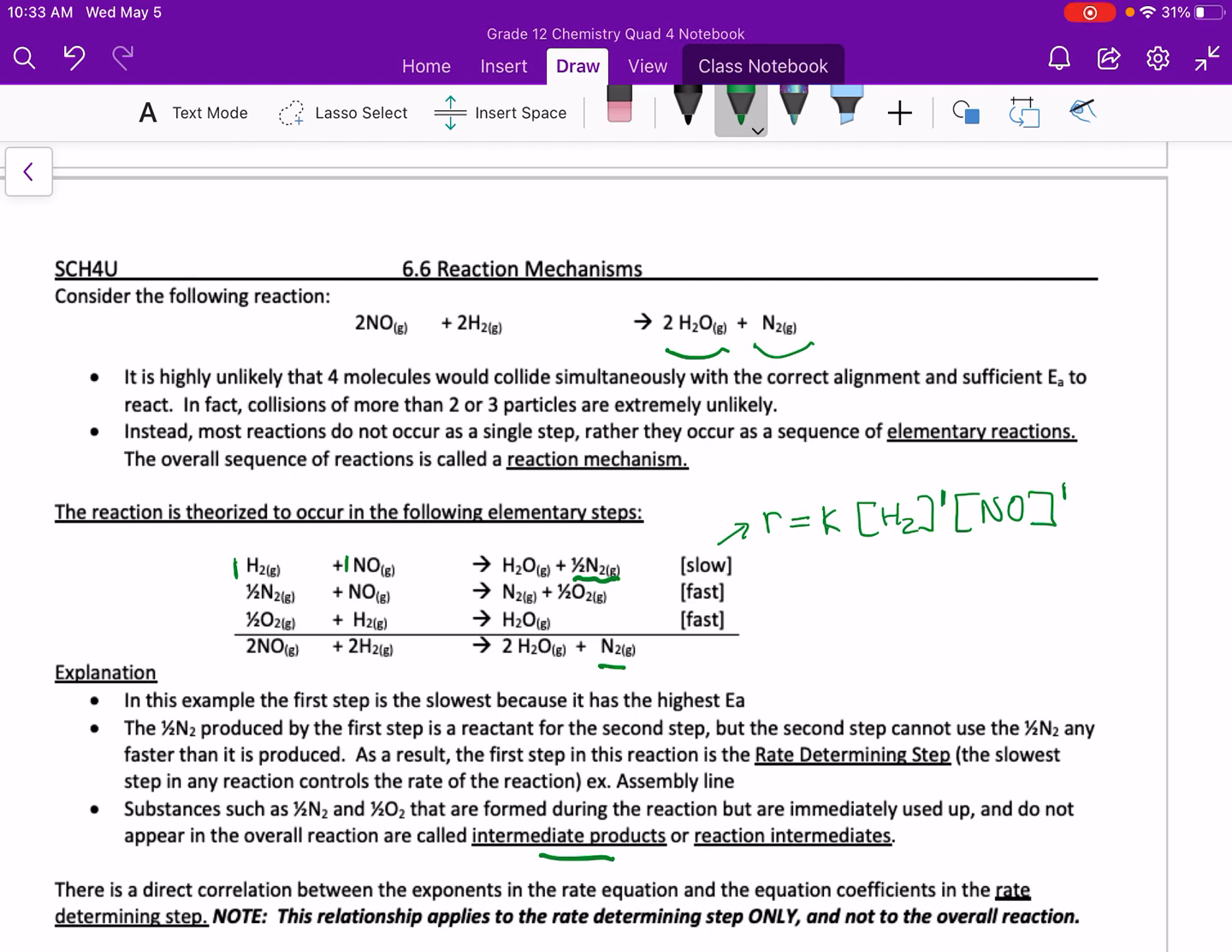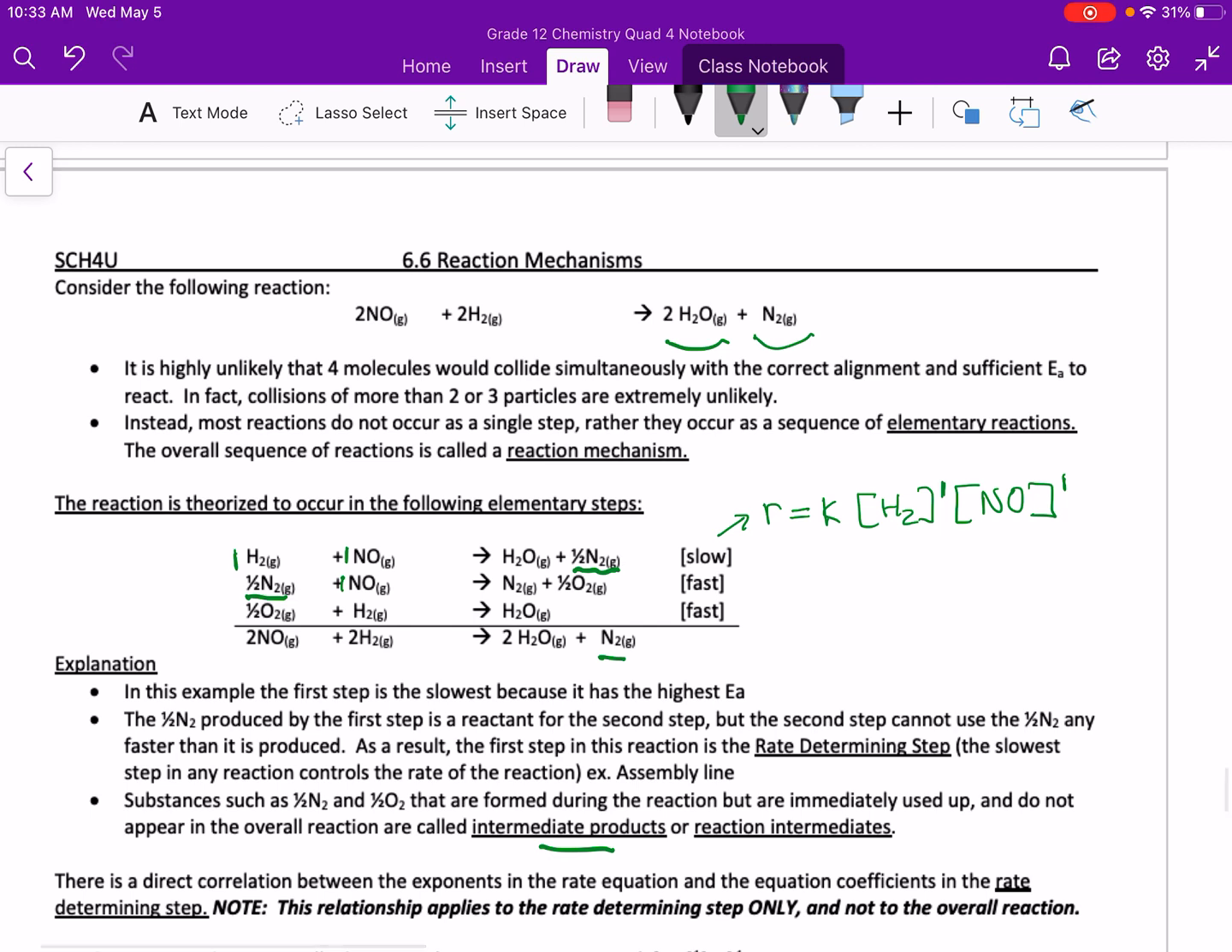So here I'm going to use it. I have to use it in my next elementary step. I'm going to combine it with 1 more nitrogen monoxide since my final answer has 2. When I do that, I create nitrogen gas and I'm left with 1/2 of oxygen, which is another intermediate. I use that intermediate with my last reactant that I need. I need 2 hydrogen gas molecules, so I can use that again, and I'm going to make 1 water vapor with that.